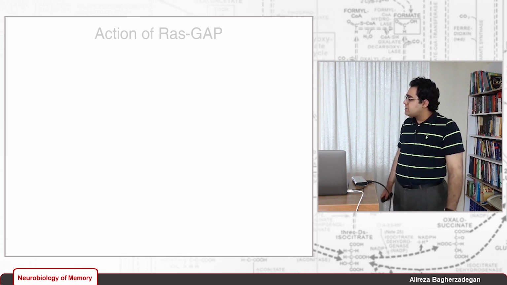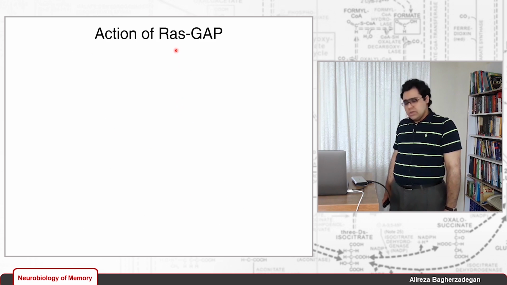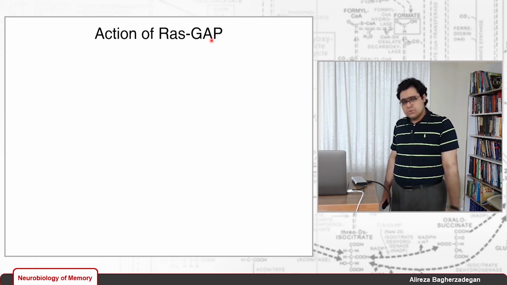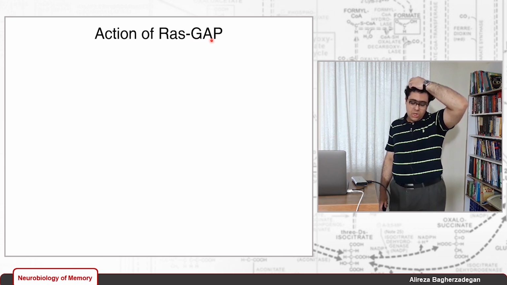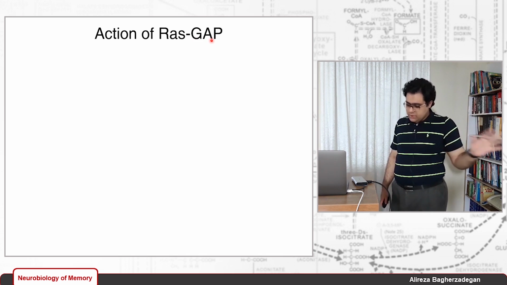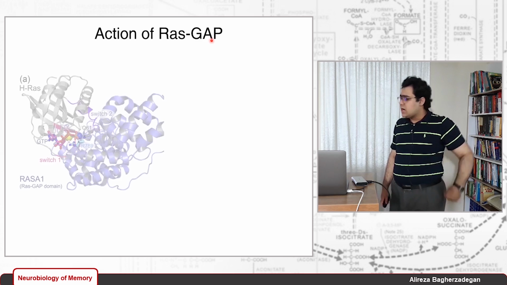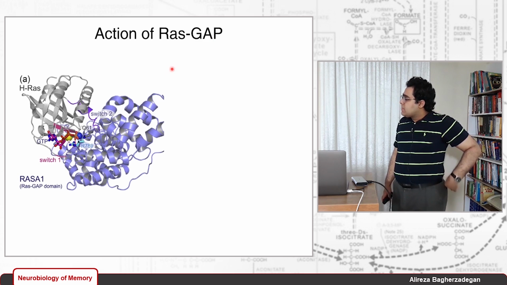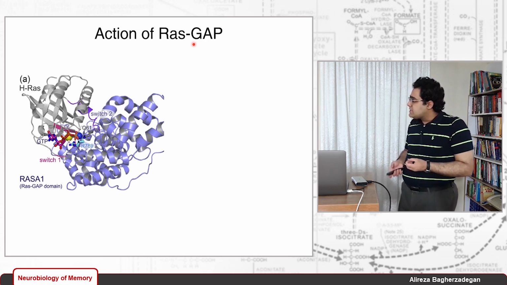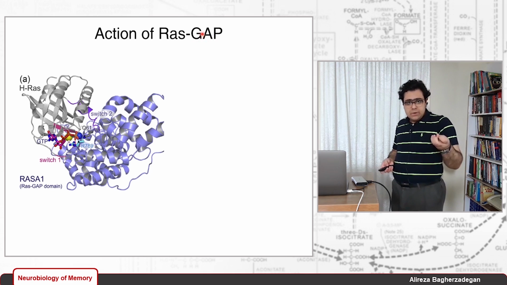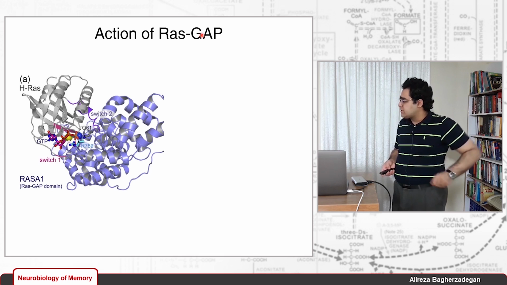Now let's talk about the activity of GAP, a RAS-specific GAP, or GTPase activating protein. I reviewed the GAP a lot, but I have to do that again, I guess. It's better to do that. GAP is GTPase activating protein. It promotes the hydrolysis of GTP into GDP. Now let's see how GAP facilitates the hydrolysis of GTP.